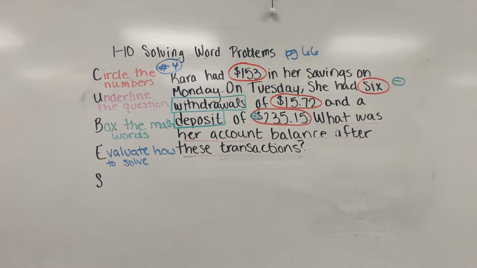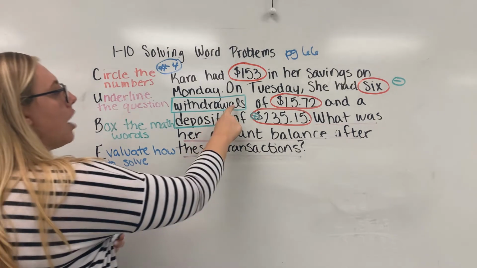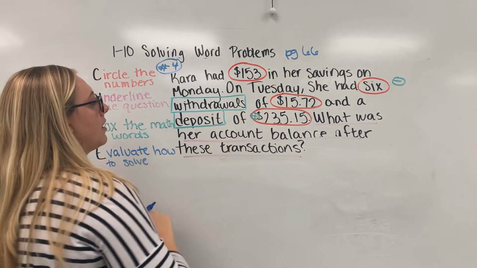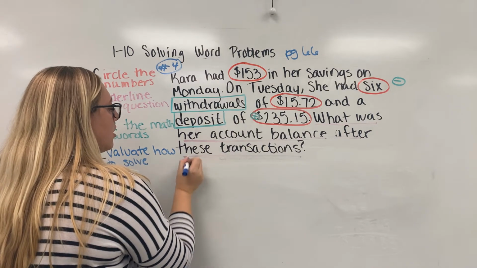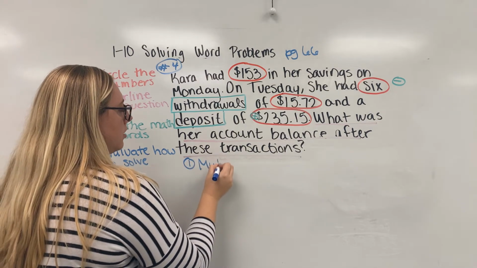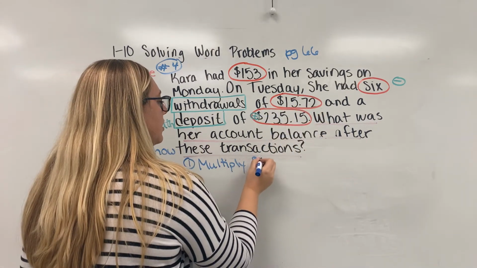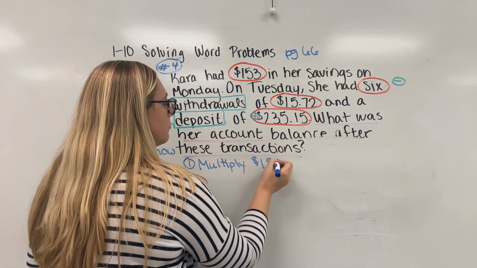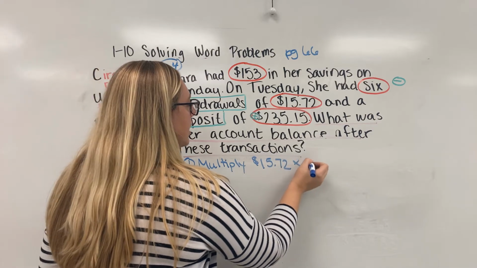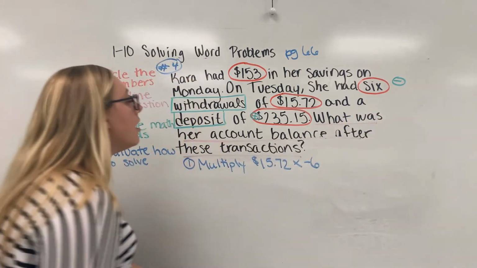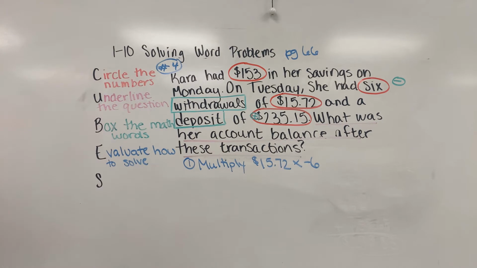So we're going to come up with the steps it's going to take to solve this math problem here. Based on our question, what we want to figure out first is how much money she's withdrawing from the bank account. So my step 1, I'm going to multiply. And I'm going to multiply this $15.72 times that negative 6 we identified up here. Because that's going to tell me the total amount of money she's taking out of her bank account.